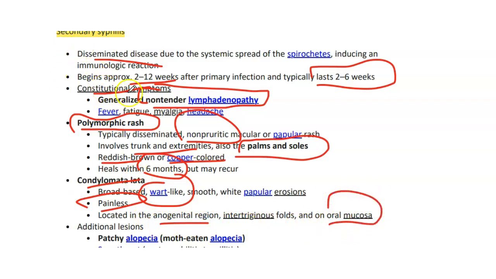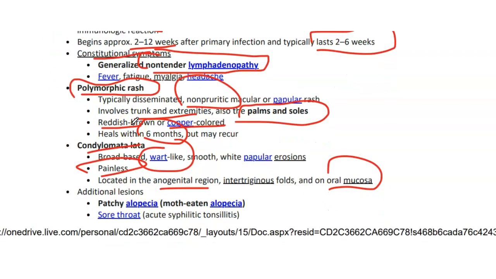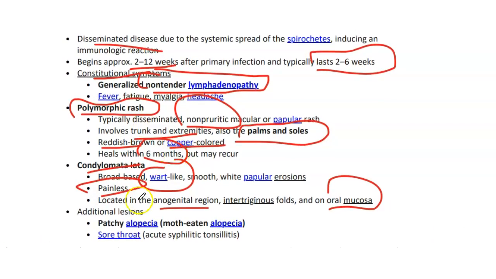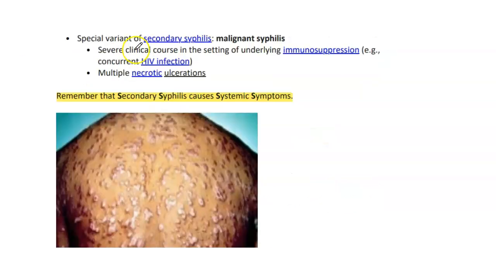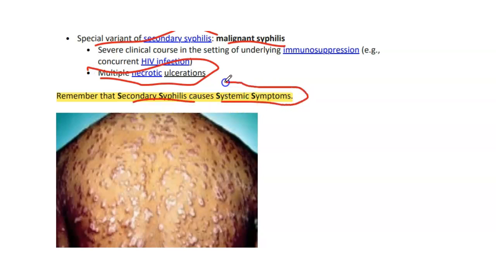So in secondary syphilis, we have constitutional symptoms, a polymorphic rash, condyloma lata, and then additional lesions like patchy alopecia, which is moth-eaten alopecia. We have sore throat like acute syphilitic tonsillitis. Then we have a special variant of secondary syphilis known as malignant syphilis, which occurs in the setting of underlying immunosuppression, and there will be multiple necrotic ulcerations. Remember that secondary syphilis causes systemic symptoms, while primary syphilis usually causes localized disease.